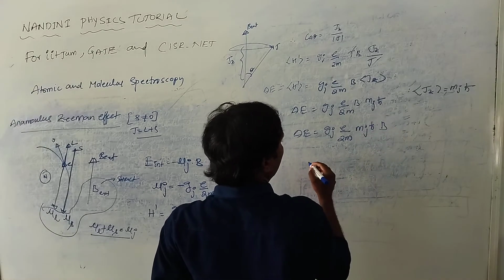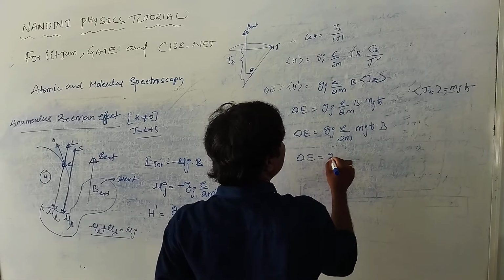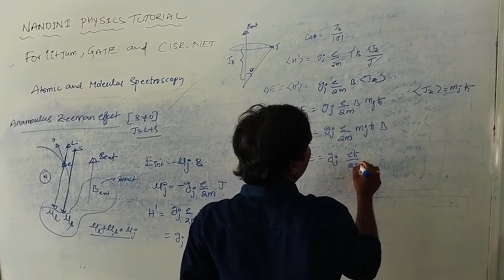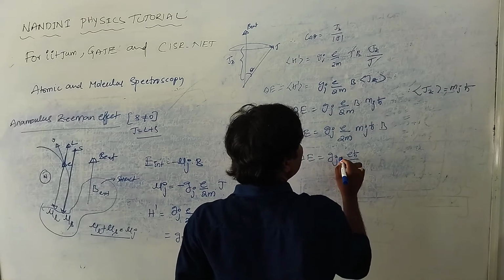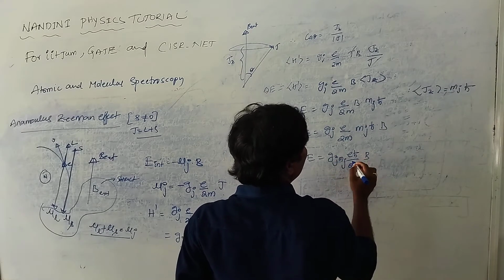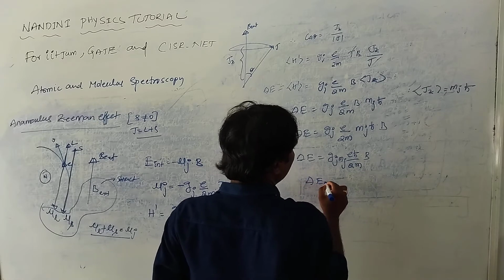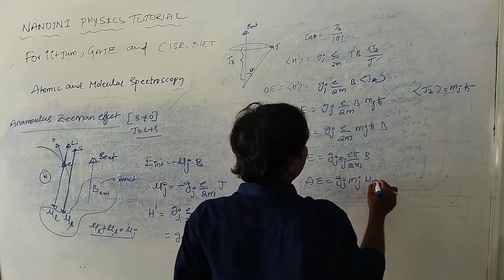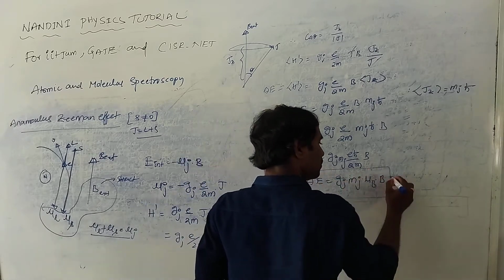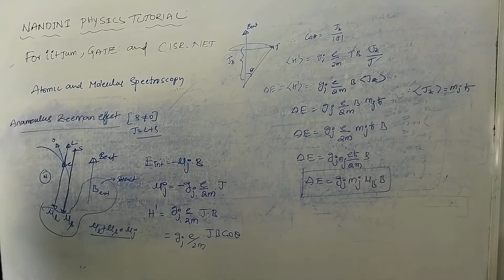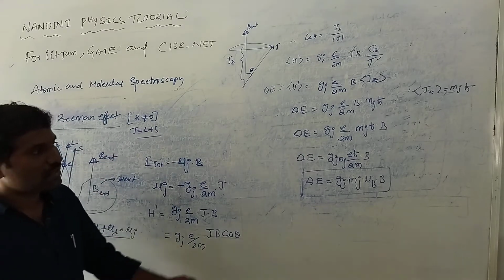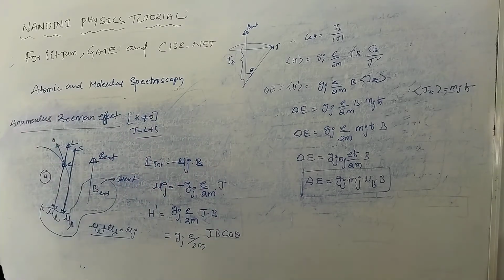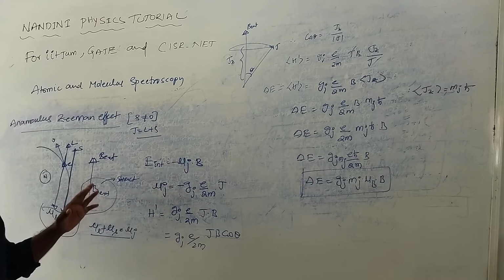So simply write delta E is equal to Gj, into e h cross by 2m, and simply take this mj in front, into B. So this is called the Bohr magneton. So delta E is equal to Gj mj mu B into B. This is the relativistic correction, the first order correction of the anomalous Zeeman effect. Understand? So right now I want to derive the frequency.